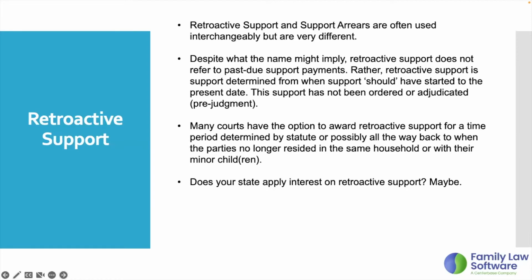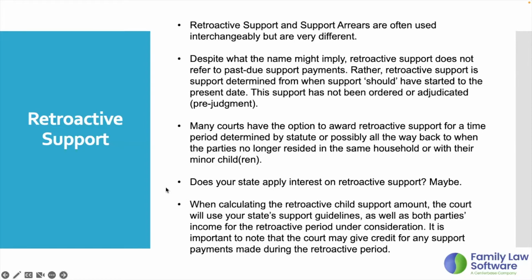And so when calculating the retroactive child support amount, the court still uses your state's support guidelines. And so what does that mean is it's just a child support calculation. And so they're going to use both parties' income during that retroactive period, and there could be credit given that period. And so all of the factors that affect child support are also going to affect your retroactive support. So that's what we mean by retroactive support.